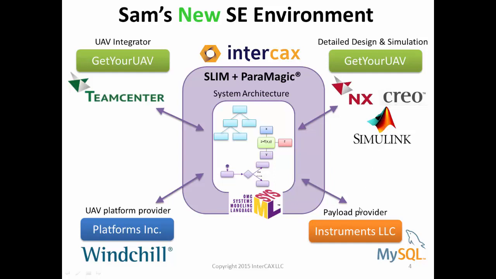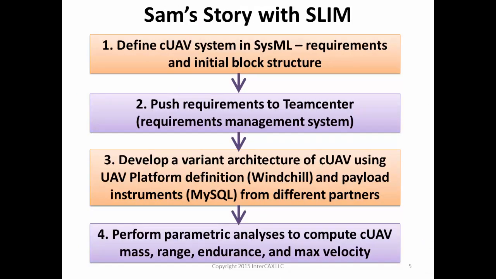He also wishes to connect the system architecture models to the payload database from where he can actually exchange vital payload information. In addition to SLIM, Sam would also use Paramagic for performing parametric simulations on the architecture from the very initial stages of the design and learn about key performance estimates and other aspects of the system so that he can refine them as he moves along. So this is how Sam's story would go.